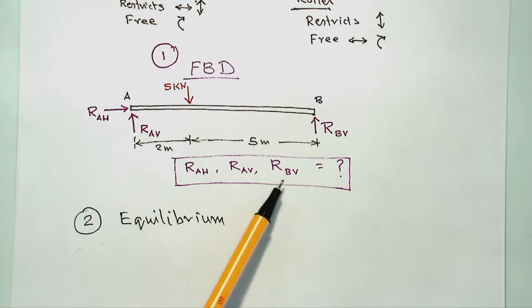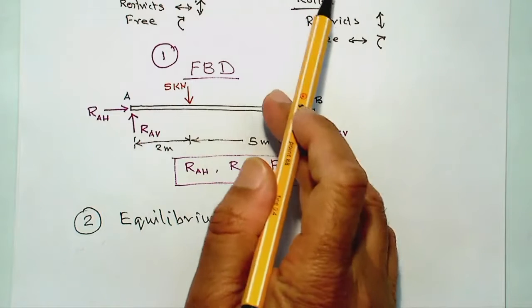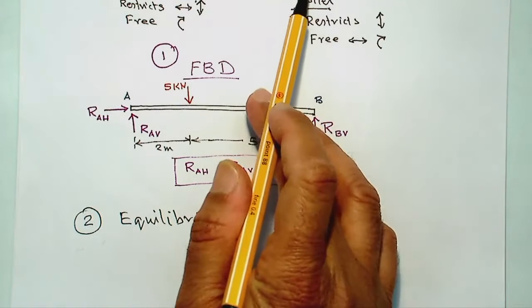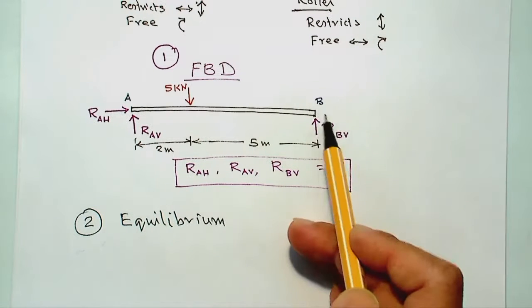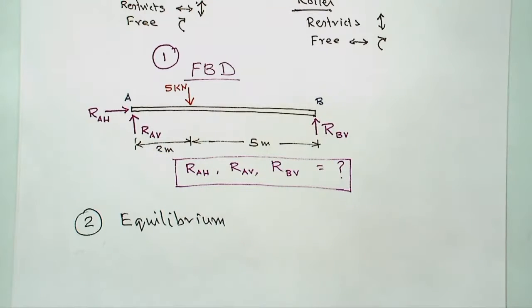If the number of reaction forces was more than 3, so instead of this being a roller, this was a pin, that means you will have another RBH, then 4 reaction forces. You cannot solve that by using simple equilibrium equations. We have to deal with something different. One of the examples last week I have done with the 3 bars would do that. So look at the solutions for that bar and you'll see why you cannot solve that problem.